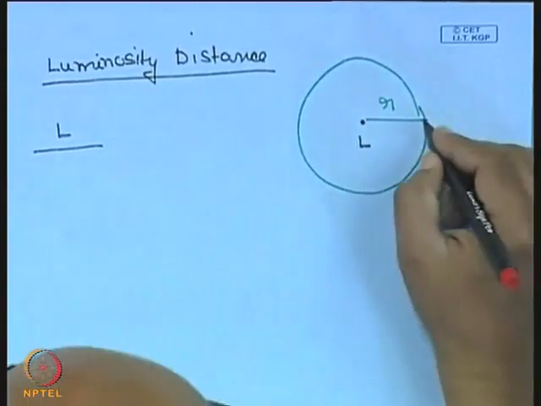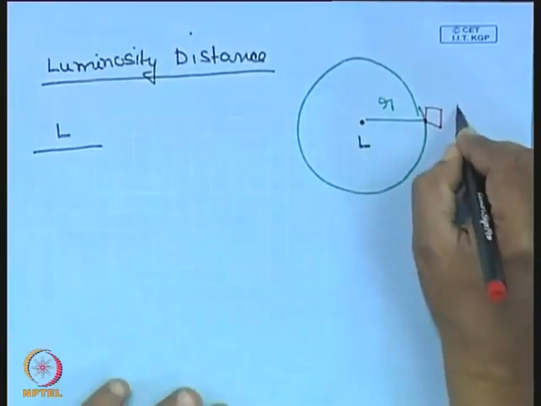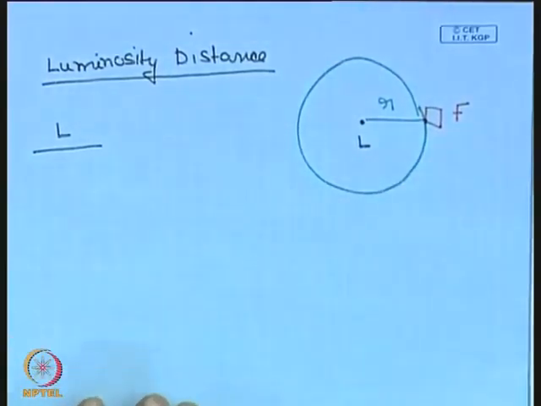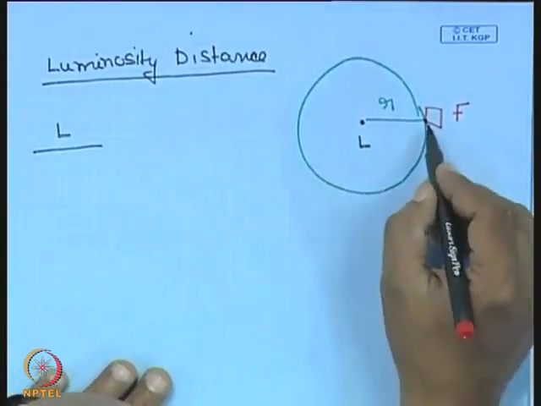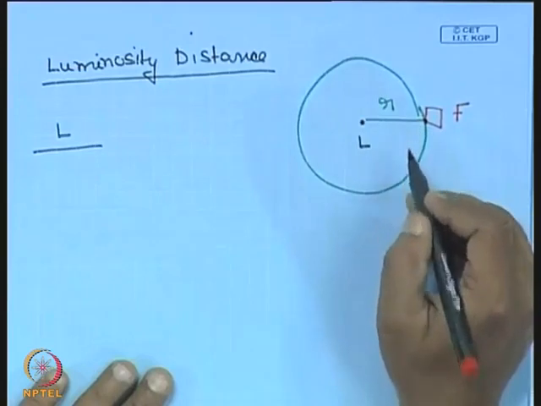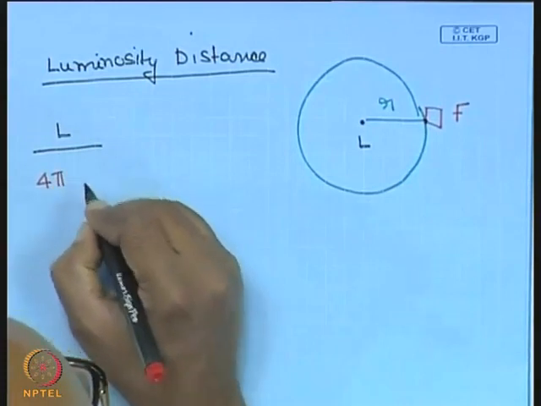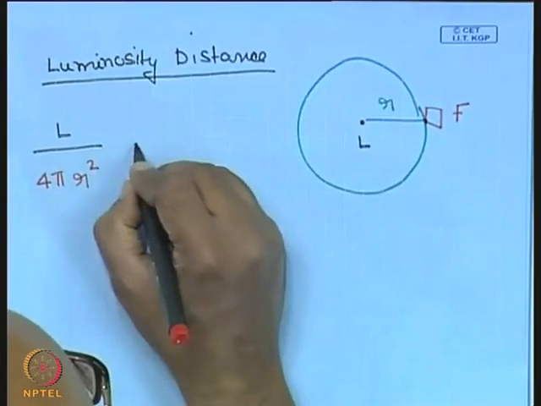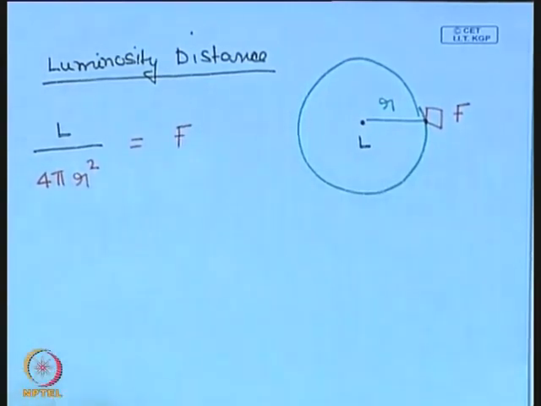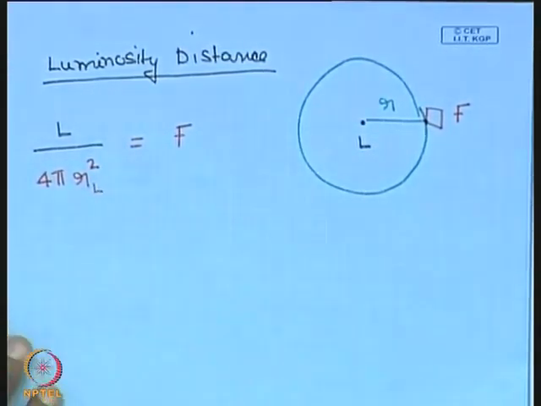So sitting here I cannot measure, obviously, the luminosity of the source. What I can measure is the flux F, the energy that I receive per unit area per unit time, whereas luminosity is the energy emitted per unit second. We know that these two are related as L = 4 pi r squared F. So the r that occurs over here is the luminosity distance, r subscript L.